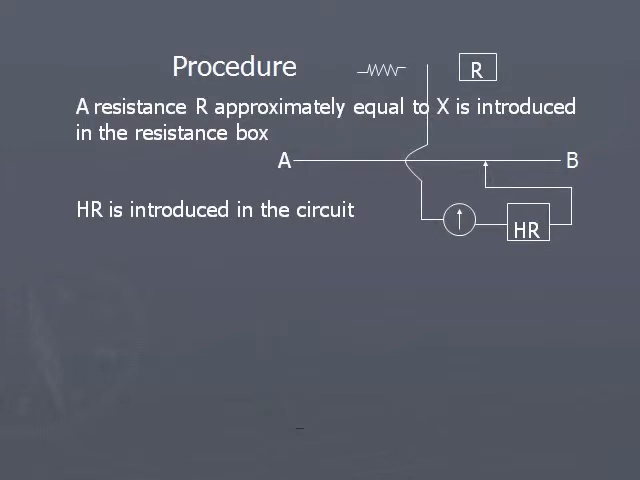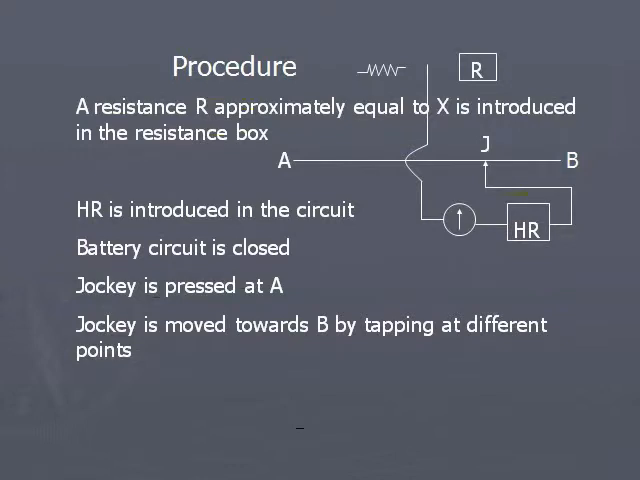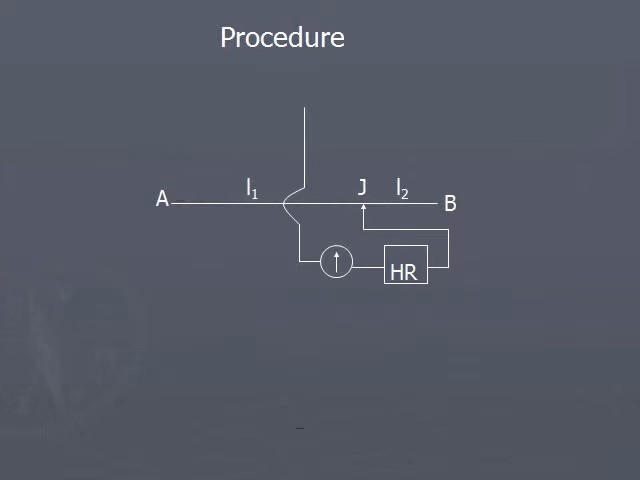Now introduce the high resistance in the circuit and close the battery circuit. Press the jockey at the end A of the wire. Slowly press at different points. Tap on this wire, meter bridge wire, at different points, moving towards B.